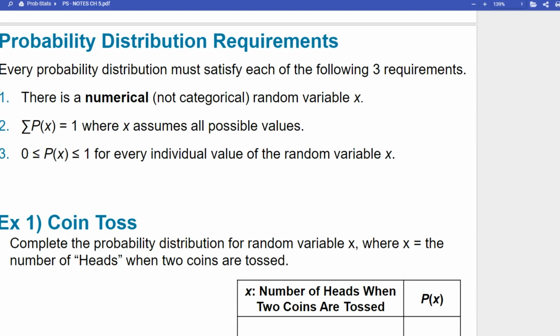Probability distribution requirements. Every probability distribution must satisfy these 3 requirements. There is a numerical value, not categorical. It's not categorical. It's a number, not a word.